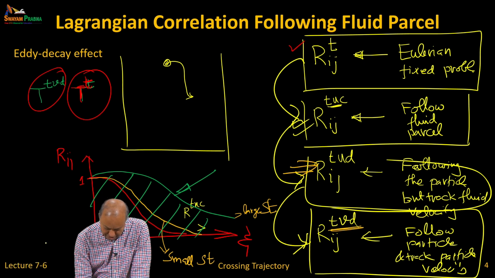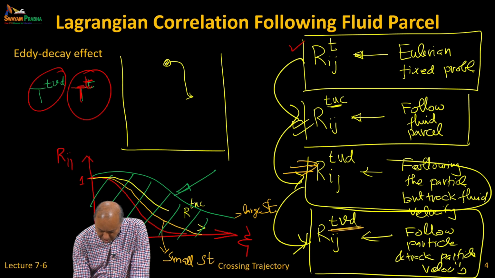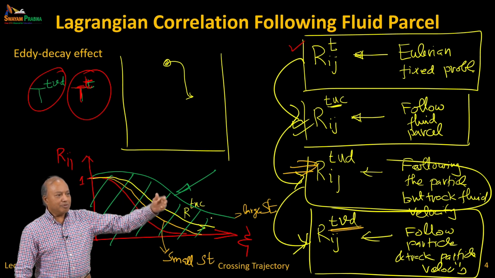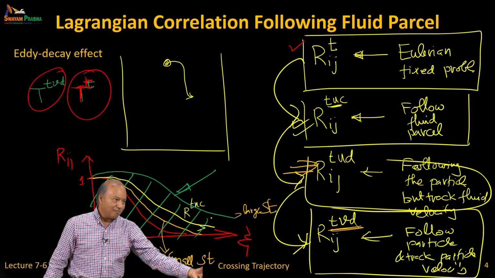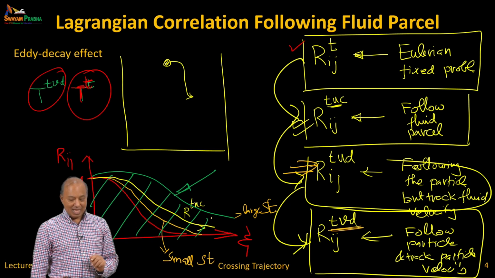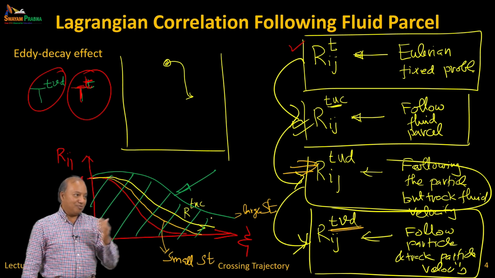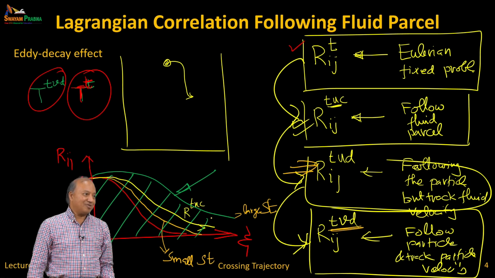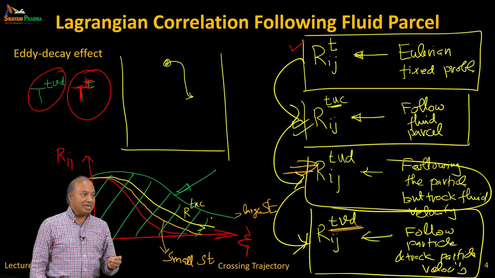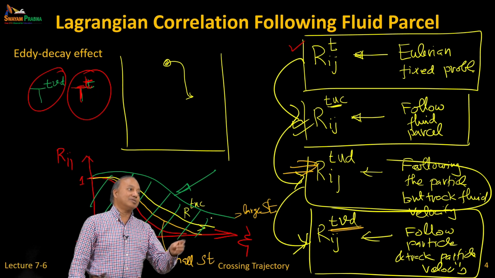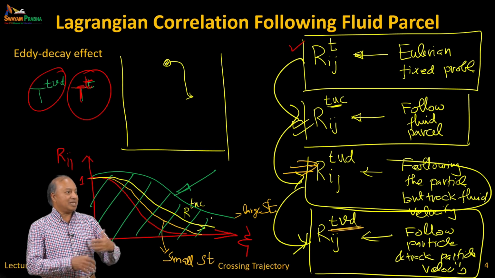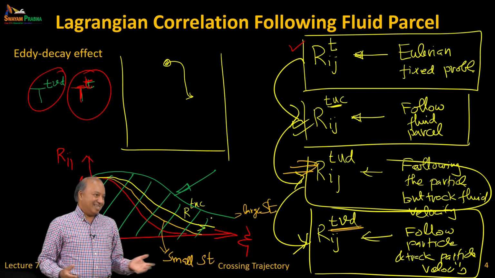Let me redraw this. This may be a sufficient picture. From red to yellow, we are going from a fixed probe to following the fluid. So there you're tracking the eddy, so it's shifted to the right. From yellow to orange, we fall down because of the crossing trajectory effect. The particles are bulldozing through. But remember, the orange line is following the particle. You're looking at the fluid velocity, and therefore we go down because of the crossing trajectory. We are just cutting through different eddies, so we are losing the information.